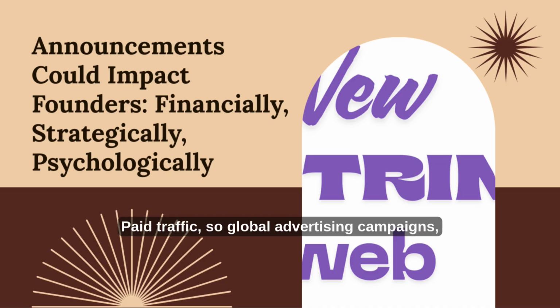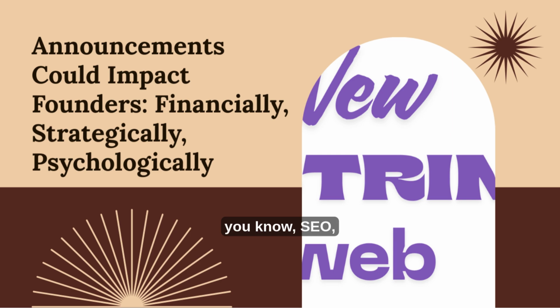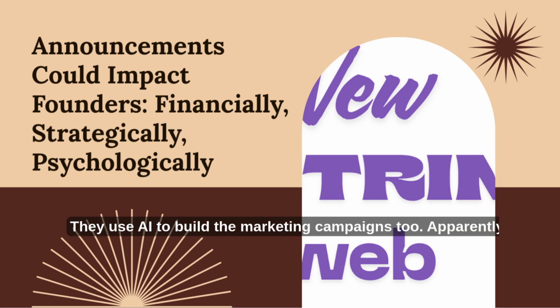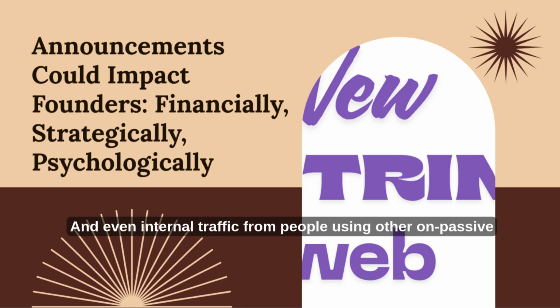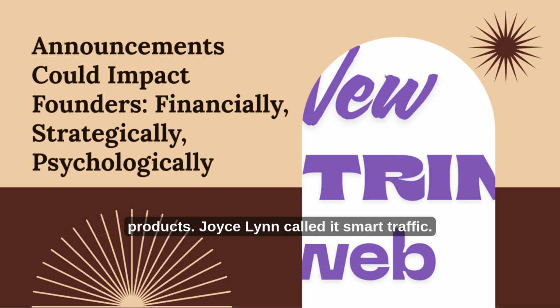Paid traffic, so global advertising campaigns, organic search optimization, SEO, AI-generated funnel campaigns. They use AI to build the marketing campaigns, too. Apparently. Plus social media outreach powered by their own platform, ONET. ONET, that's their private social network. Yeah, and even internal traffic from people using other OnPassive products. Joyce Lin called it smart traffic. Smart traffic, meaning? Meaning the AI supposedly knows who's likely interested in what specific product and sends them to the right person's referral ID.